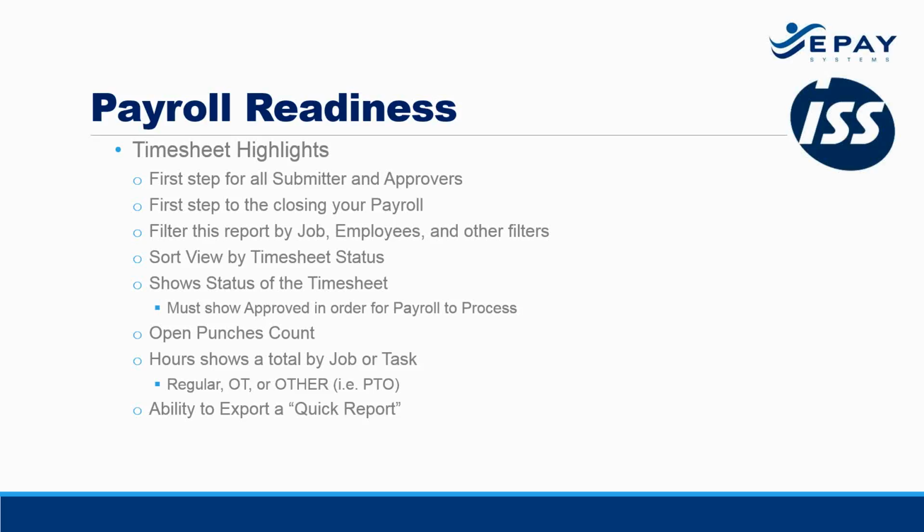Open punches, make sure there are no open punches on any of your lines. Also make sure the hours show a total by job or task. So you can actually go through there and break out your hours. And like I said, for those that manage more from a perspective of, I know I need 100 hours in this job versus 50 hours in this task, you can use that functionality. And obviously, you can always export out a quick report as needed.